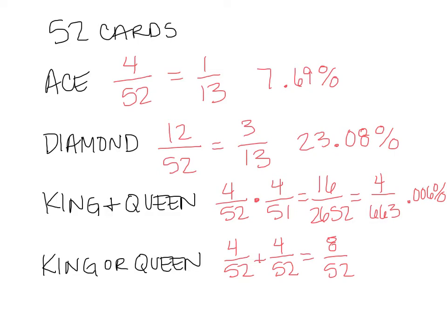Which is 2 out of 13. Which is about 15.38%. Now again, it's important to note, in this one, they were depending on each other, so this is a dependent situation. In the second one, they were independent. So a lot of stuff is talked about in probabilities, and "or" is where we're going to add them together, and "and" is where we're going to multiply them together.